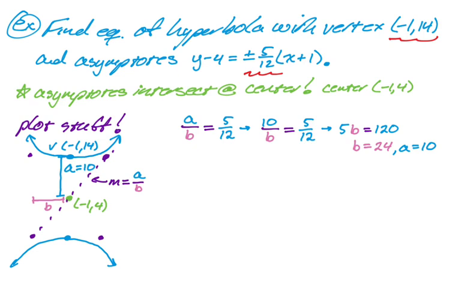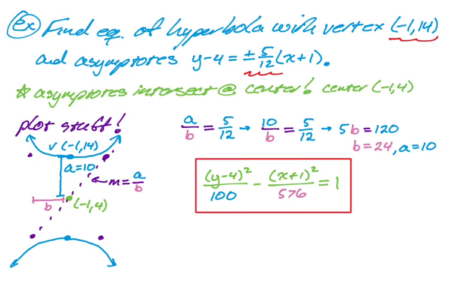So y goes first. It's going to be y minus 4 because it's y minus k and k is 4. So the quantity y minus 4 squared over a squared, because a always goes first here. a is 10, so we'll have 100. And then minus x minus -1, or x plus 1, squared over b squared. b squared is 576, and then the equation will equal 1. And there you go.